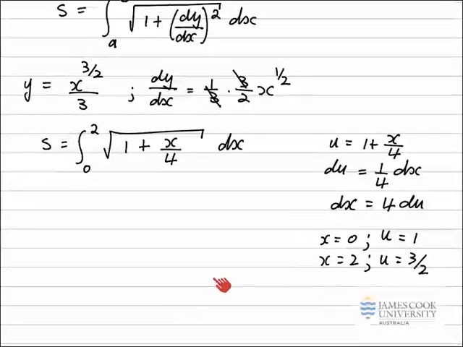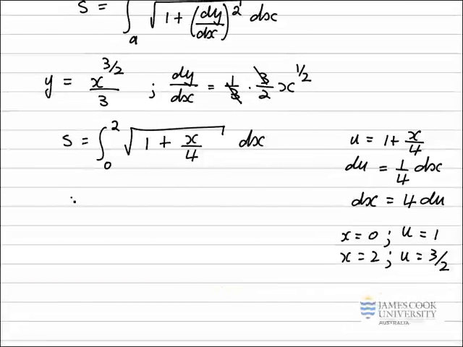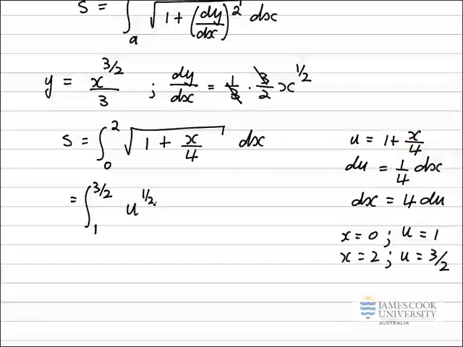So using all that information, the integral becomes, the limits have been changed to 1 and 3 on 2. The square root we can write as a half. 1 plus x on 4 is u, so this can be written as u to the power of a half. Instead of dx, we're writing 4 times du. So I'm going to write the 4 in front of the integral, and the du is our differential. So that's turned that into a very easy integral, a standard integral. Let's work it out and then substitute in the limits to get our total arc length. This is equal to 4 times the integral of u to the half.